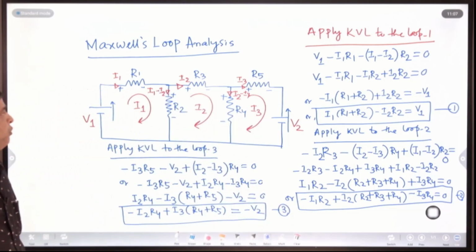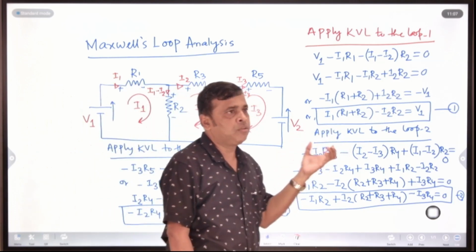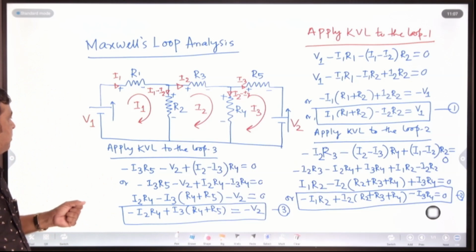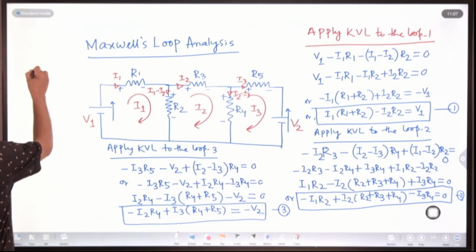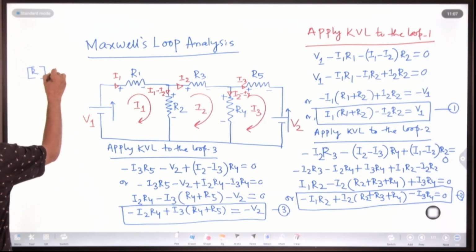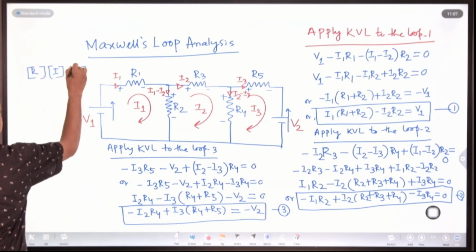Okay, if we solve these 3 equations, I will get the 3 variables I1, I2, I3. What I am trying to get is the form, that is your resistance matrix into current matrix equal to voltage matrix in Maxwell's loop analysis or mesh analysis. That is R into I equal to V, R into I equal to V.